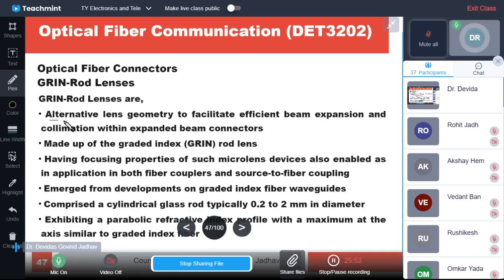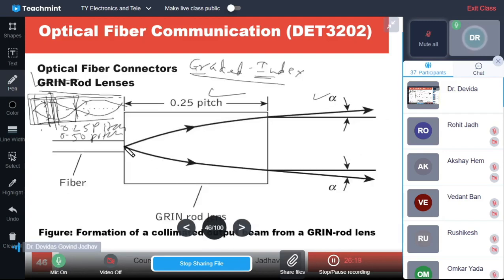So in GRIN rod lenses, these are the alternative lens geometry, again to the expanded beam connector. It is an alternative to that. It is also lens based, to facilitate efficient beam expansion and collimation within expanded beam connectors. So this expansion and collimation is within the lens, and in the case of expanded beam connectors, collimated and expanded beams are in free space.